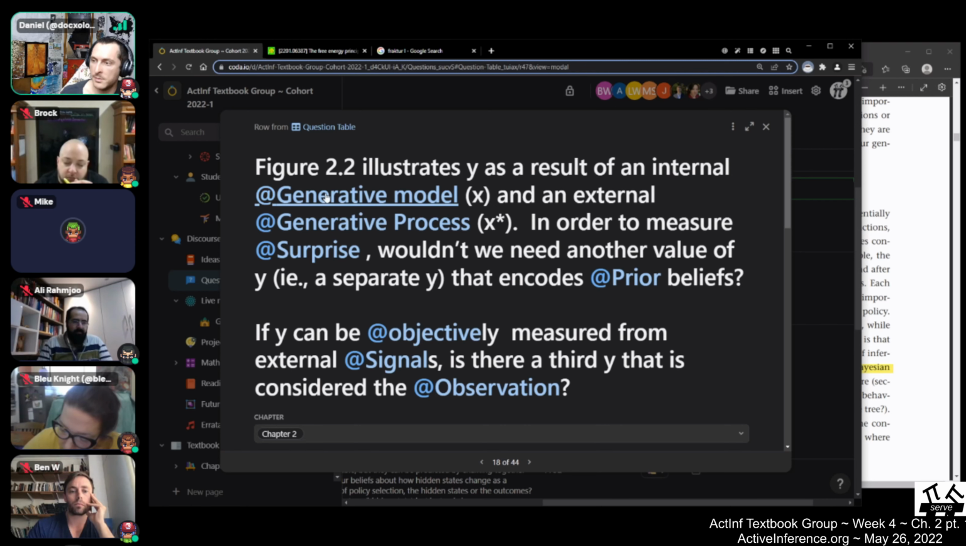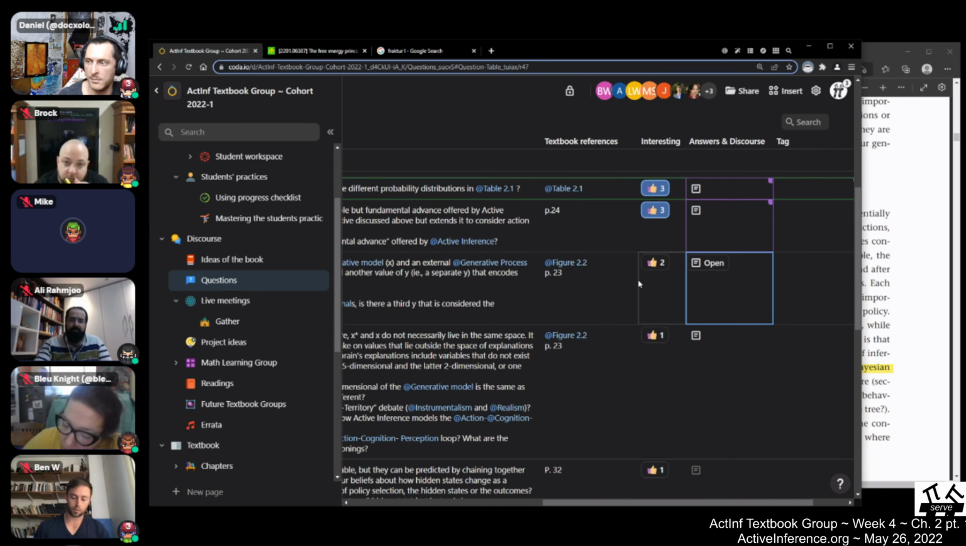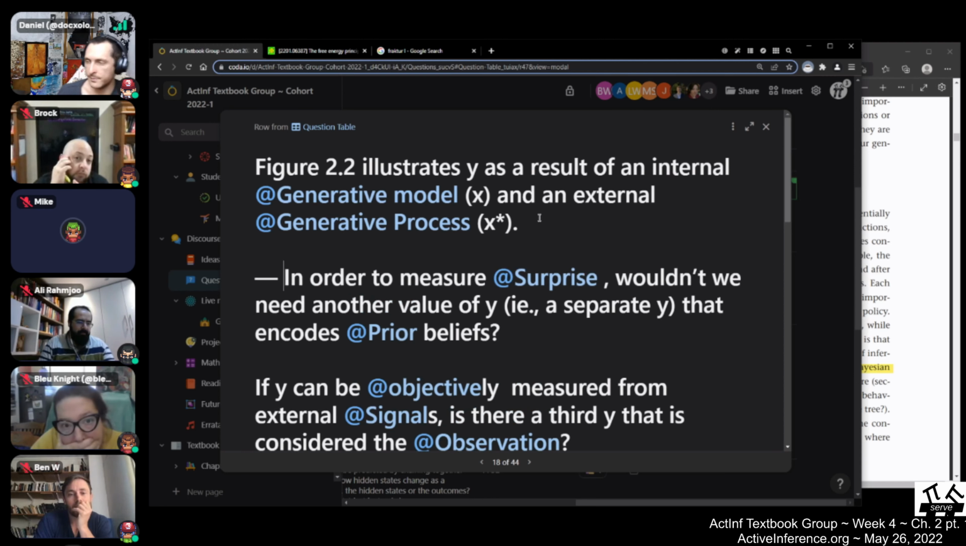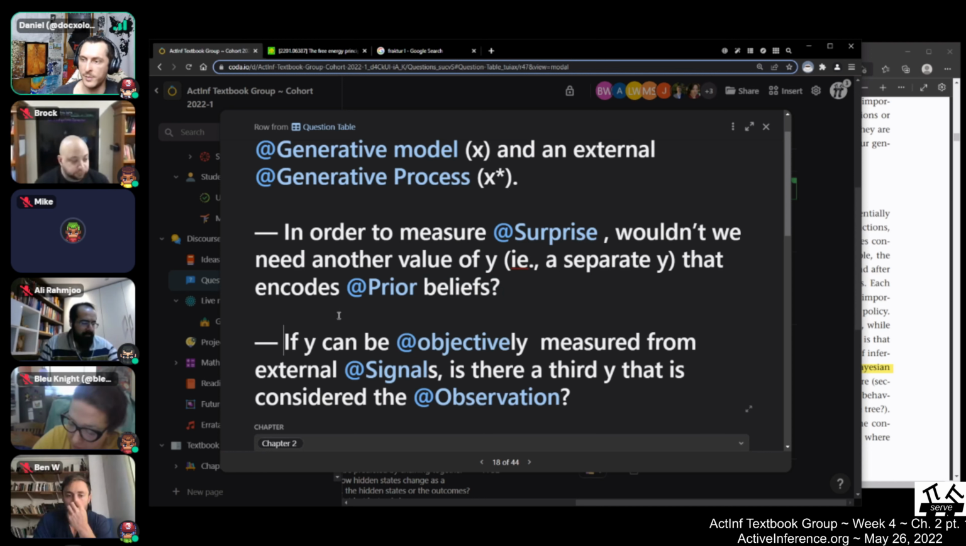Figure 2.2 illustrates y as a result of an internal generative model, x, and an external generative process, x star. In order to measure surprise, wouldn't we need another value of y, i.e. a separate y that encodes prior beliefs? If y can be objectively measured from external signals, is there a third y that's considered the observation?